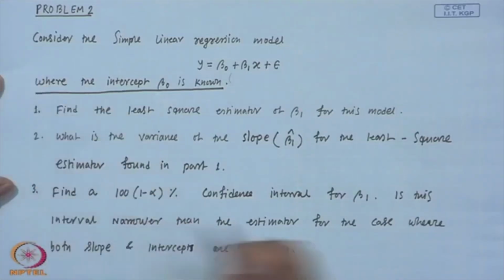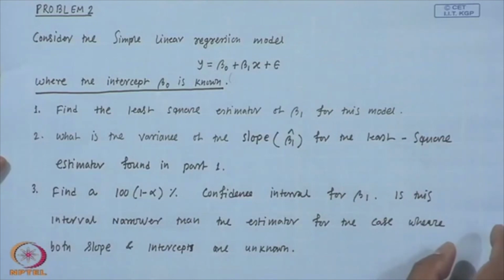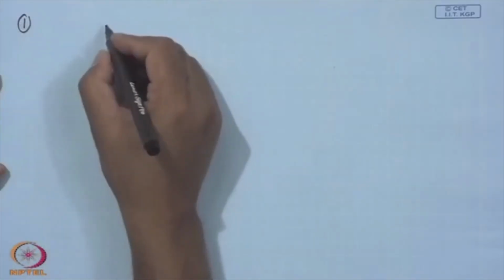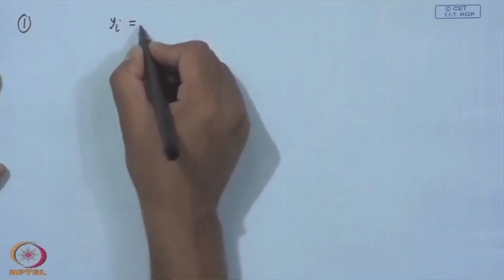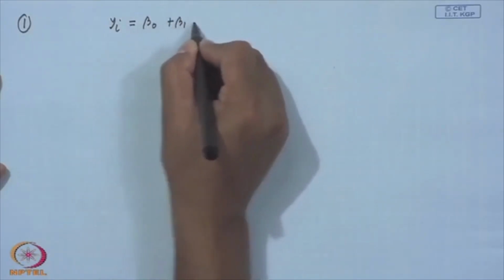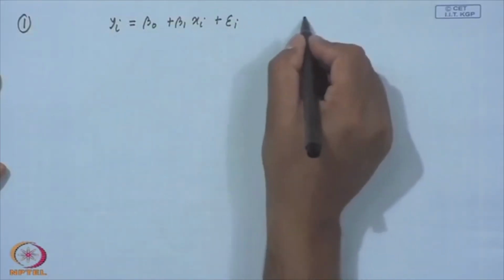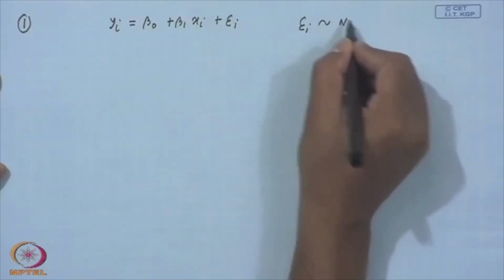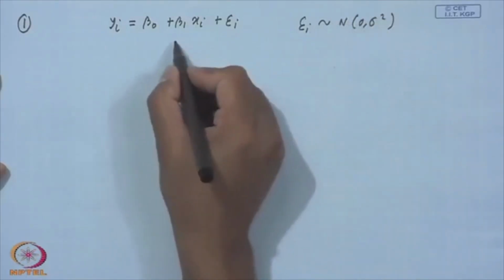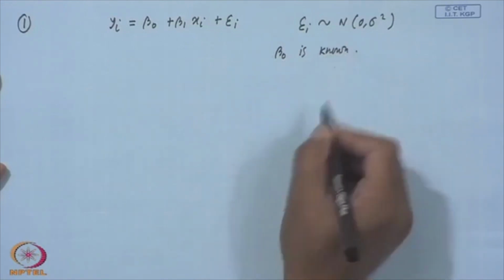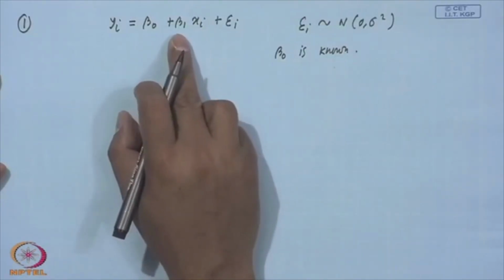Okay. You try to solve independently, and then see my solution, and here is the solution. The first part is: you are given a model y i equals beta naught plus beta 1 x i plus epsilon i, and epsilon i satisfies all these assumptions, assume normal 0, sigma square. The only thing is that here beta naught is known. So, you only have to find the least square estimator for beta 1 hat.